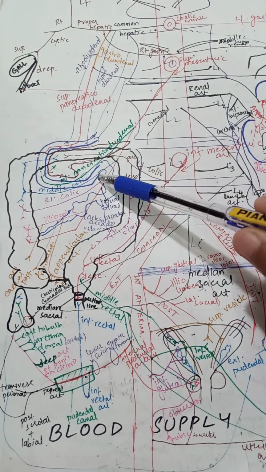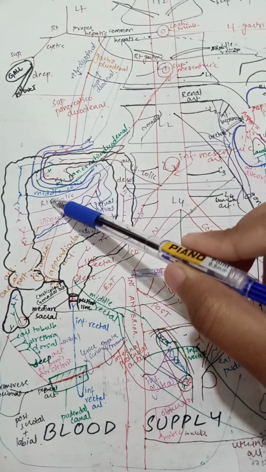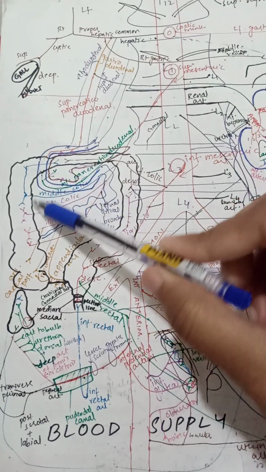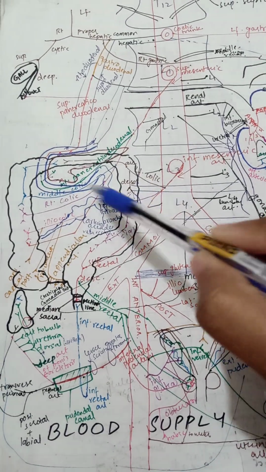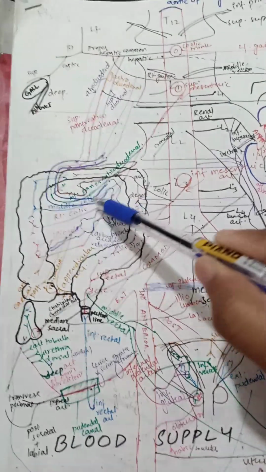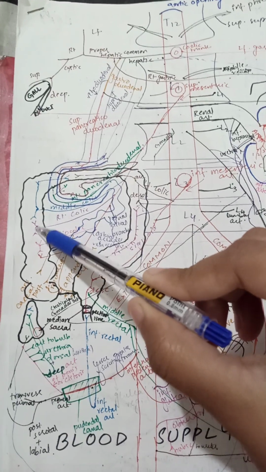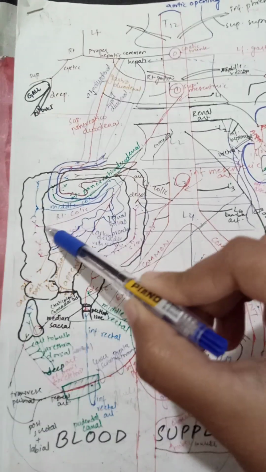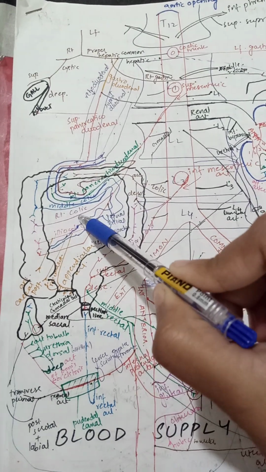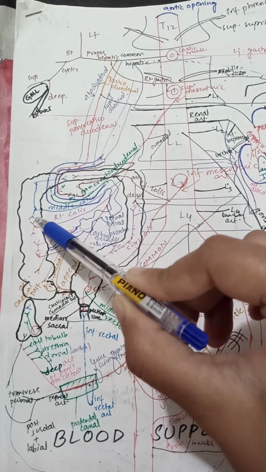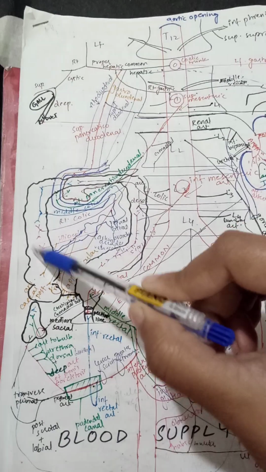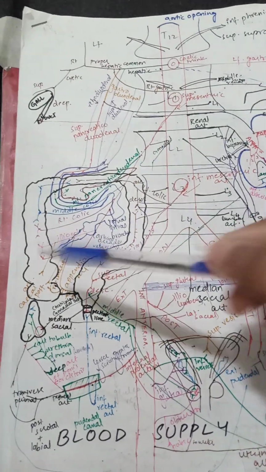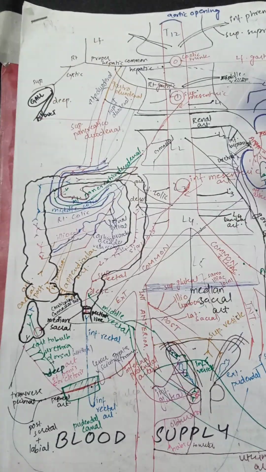Then the next branch is the middle colic. Middle colic divides into ascending and descending branches. The ascending branch anastomoses with the left colic. We'll discuss it later. Then the middle colic descending branch anastomoses with the other branch of superior mesenteric, which is the right colic, and the right colic also gives ascending and descending branches. Similarly, then comes the ileocolic, which also gives ascending and descending branches, which anastomose as shown.